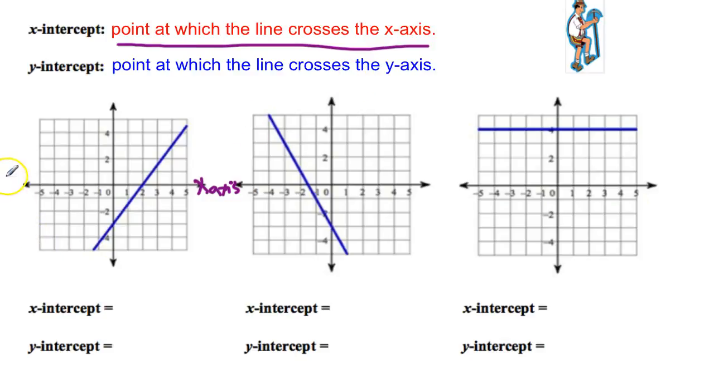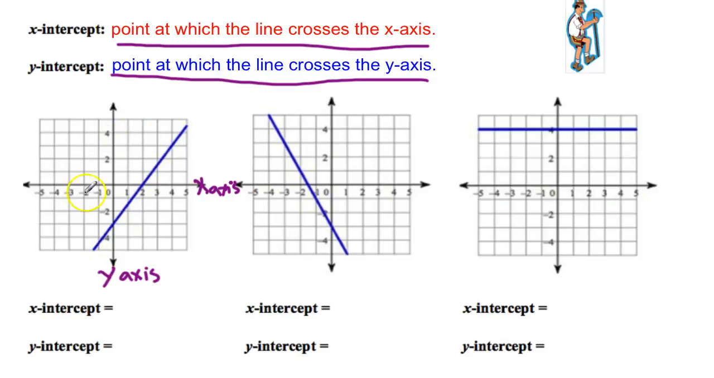Once you copy that down, we need to do the y-intercept. This is the point at which the line crosses the y-axis. So this is an important definition. Pause the video, copy that down. And again, the y-axis, that's the vertical axis. So this line right here, that is the y-axis.